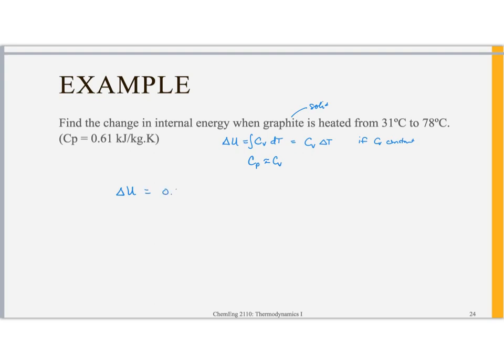as 0.61 kilojoules per kilogram Kelvin times delta T, which is 78 minus 31 degrees C. Fortunately, in delta T, degrees C and degrees Kelvin are the same, and so therefore our answer is 28.7 kilojoules per kilogram. Okay, and this is again delta T in degrees C equals delta T in Kelvin.